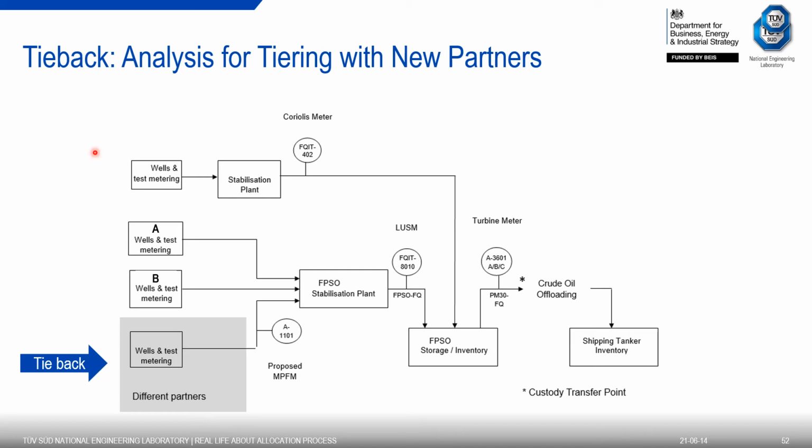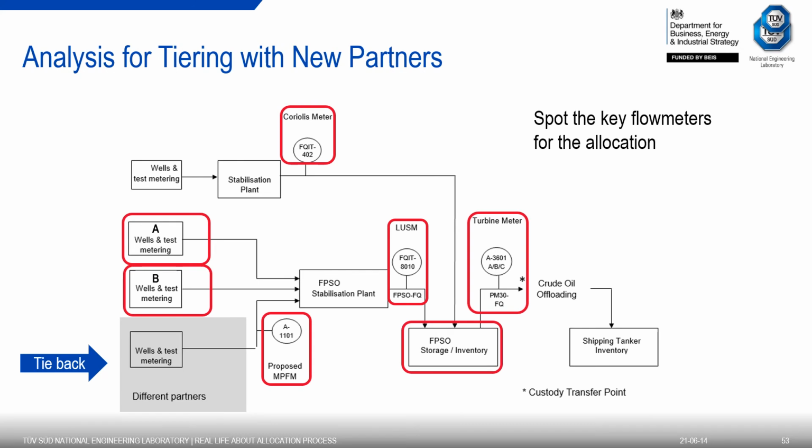So if you see my pointer here, we have a first field which is producing here. We have a second one, which I call A, which is a platform, and another one B, and then in this gray box here, it's a new field that will be tied back to this previous network. Okay, so the first thing that you do, again, if you are in this allocation, will be to spot the key flow meters that will be used in your allocation.